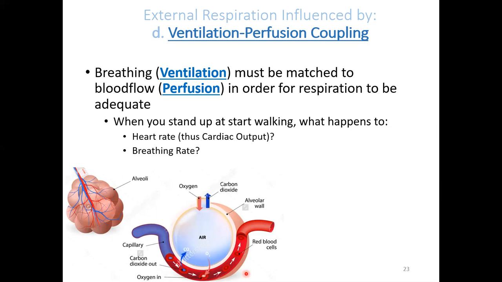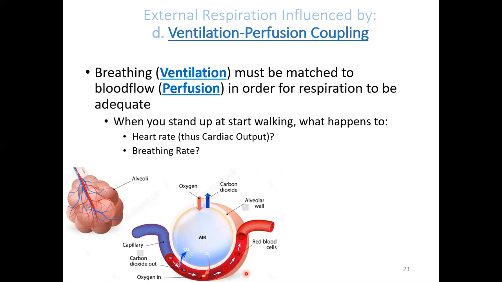Essentially, in order for ideal external respiration, ideal gas exchange, we need to match the flow of air with the flow of the blood. Okay, and so we already kind of appreciate this, right? When you stand up after listening to this lecture and you start walking, all of a sudden your heart rate is going to increase, right? And therefore your cardiac output increases. And so now you have more blood flowing through all of your tissues, right? Ultimately feeding your skeletal muscles, but also flowing through your lungs.